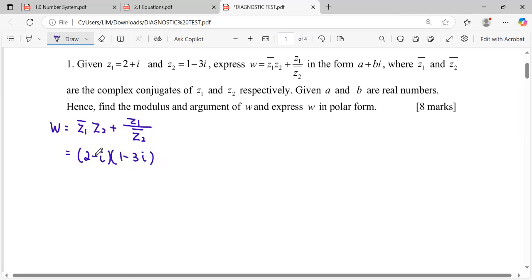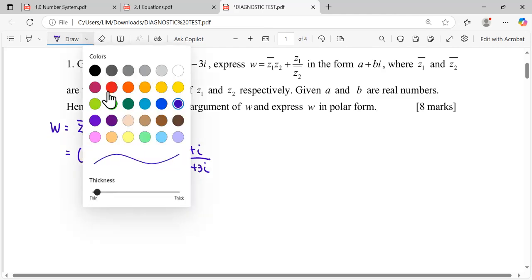So from here, we want to test whether you can do your multiplication or not. Continue for Z1, 2 plus i, and divide by the conjugate of Z2, which is 1 plus 3i. So this part, we want to see you can do the multiplication. And this part, we're going to see, do you know how to do the division on complex numbers?